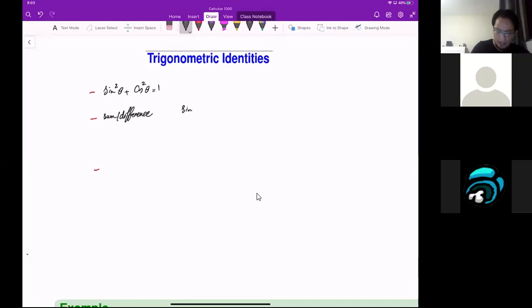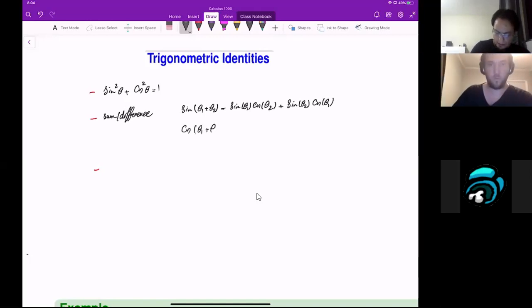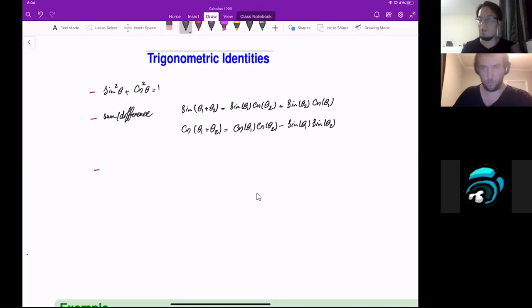So what is sine of theta 1 plus theta 2? This is sine of the first one, cosine of the second one, plus sine of the second one, cosine of the first one. How about cosine of theta 1 plus theta 2? This is cosine of theta 1, cosine of theta 2, minus sine of theta 1, sine of theta 2. And you will see how we can use these to evaluate different angles, actually.